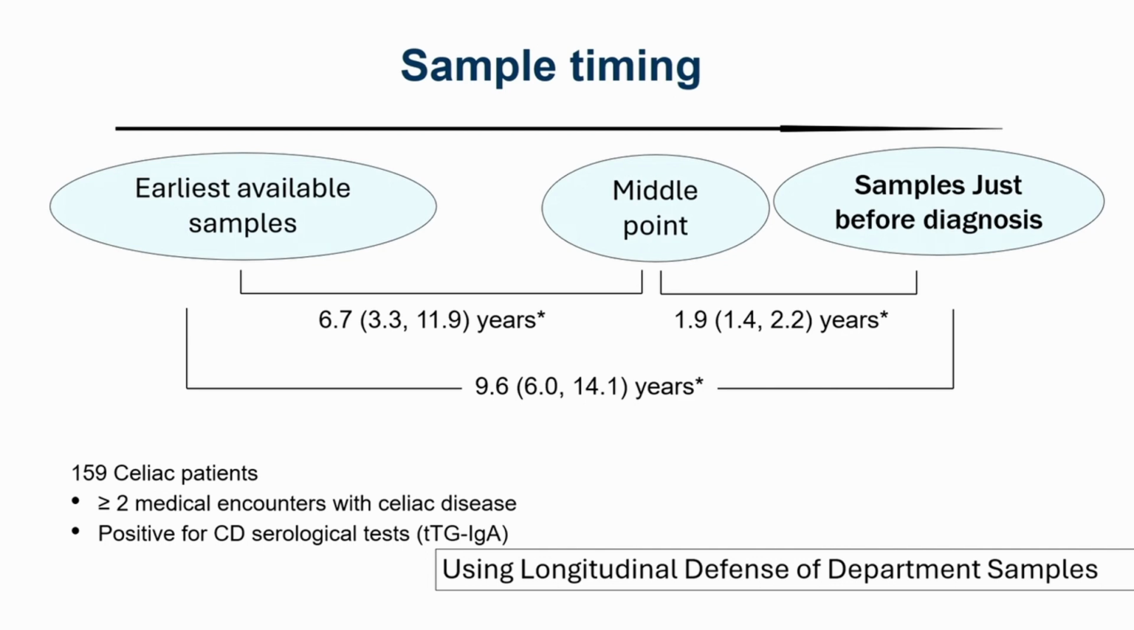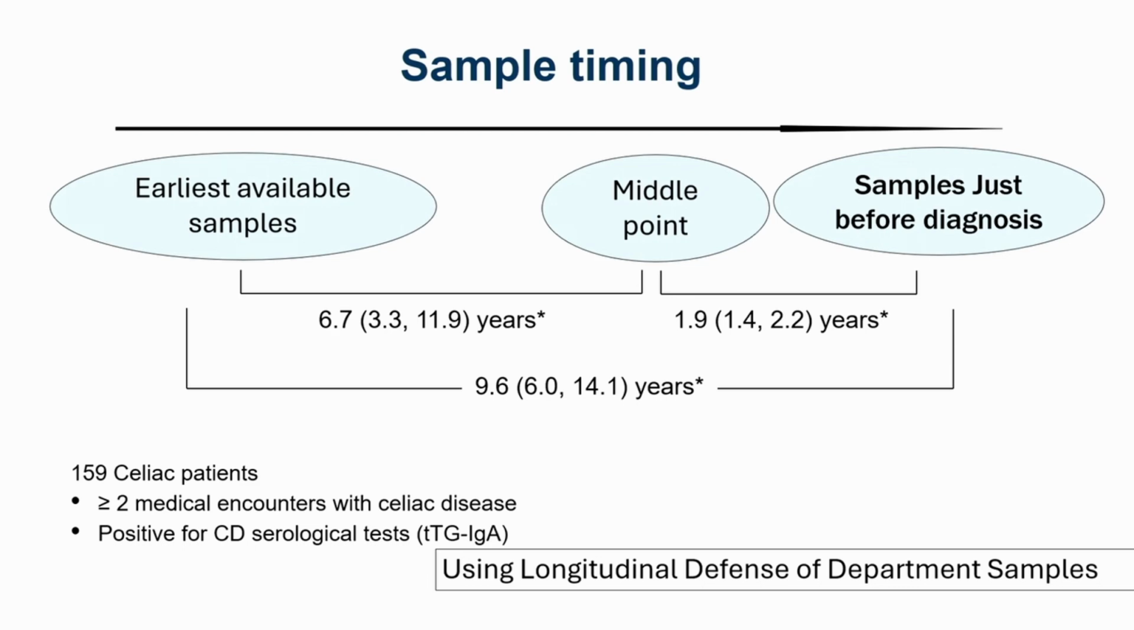We collected the samples just before diagnosis, which means they have an ICD-9 or 10 code of celiac disease. Then we retrospectively collected serum samples from about 2 years before, and the earliest available sample, which in some cases is from the time of military entry, when we consider them really healthy. They don't have any symptoms because they are just starting to work in the military as personnel. So we have about 159 celiac patients based on these ICD-9 and 10 codes and 2 medical encounters.